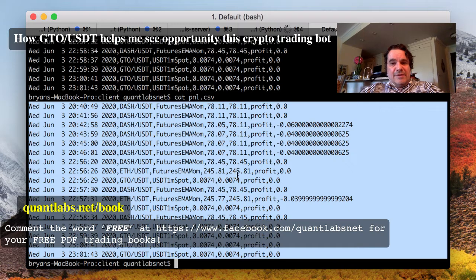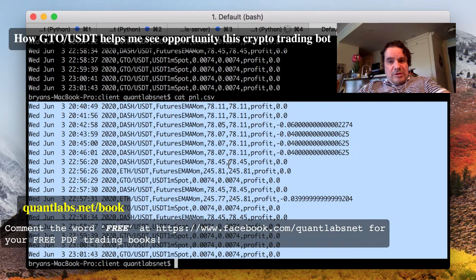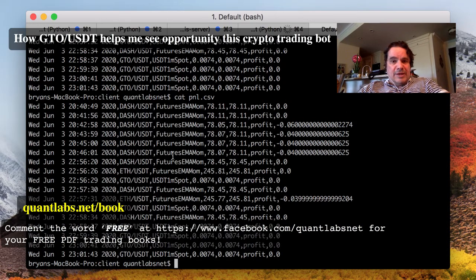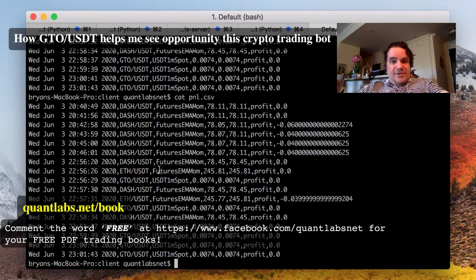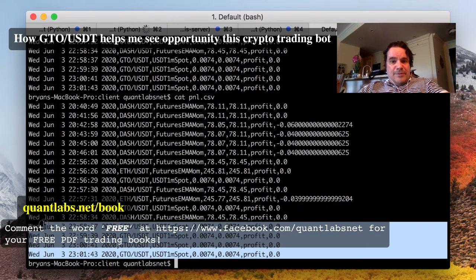So you can see here we have some losses at these times, at 7:28, I believe. No, I'm sorry, that would be at 20:46 last night. But the one of interest that I'm in is this one right here, GTO USDT. We also have Ethereum here.